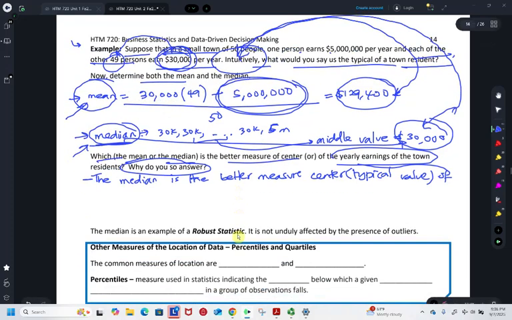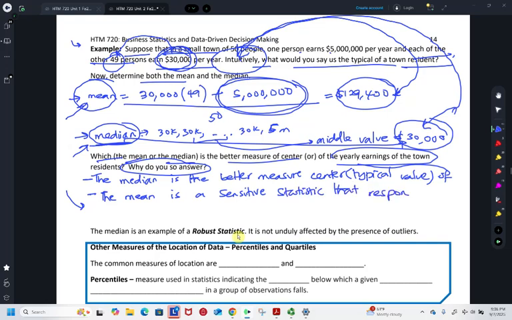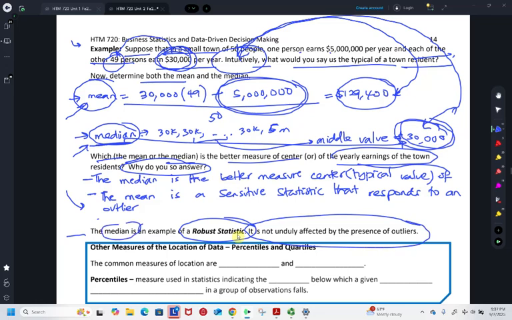So you would note that the mean is a sensitive statistic that responds to an outlier in a way that makes it unusually inflated, whereas the median is a robust statistic that retains its 30,000 value, which is closer to what intuitively represents reality. And so we know that it's able to do that because the median is a robust statistic that is not unduly affected by the presence of outliers.